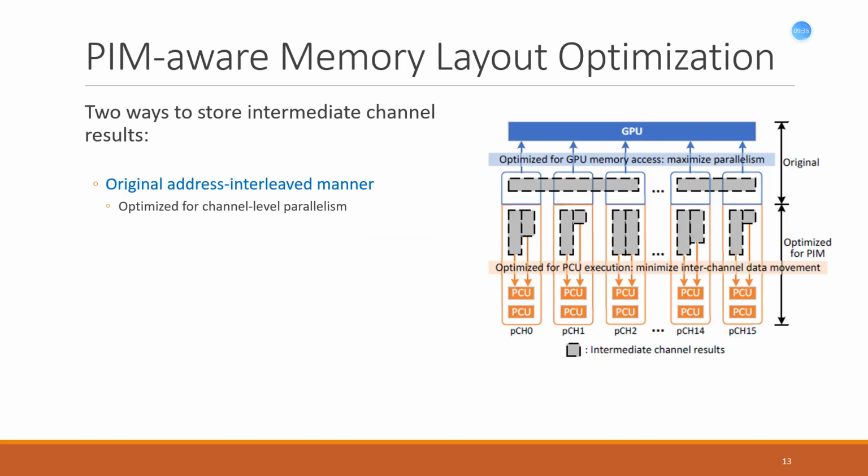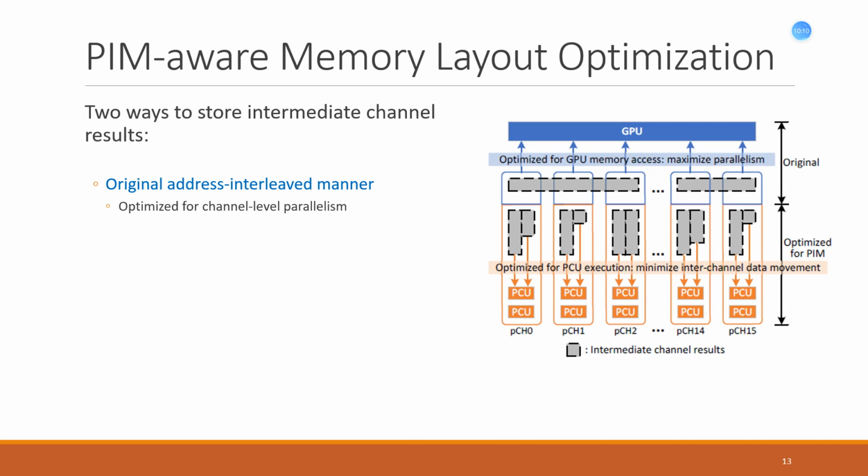Then I will introduce our second technique, the PIM-aware memory layout optimization. Because of the memory address interleaving technology that has been widely used in commercial DRAMs, a typical object that's larger than one memory cell size, 32 bytes, will be stored across multiple memory channels to exploit channel-level parallelism. So, the original address interleaved manner to store the intermediate results is to spread them across multiple channels.